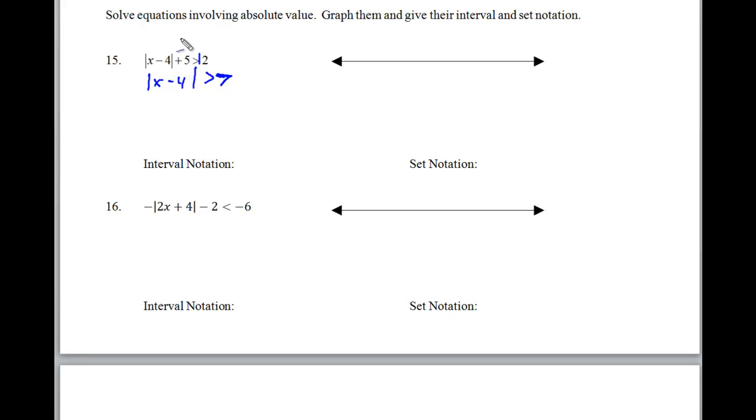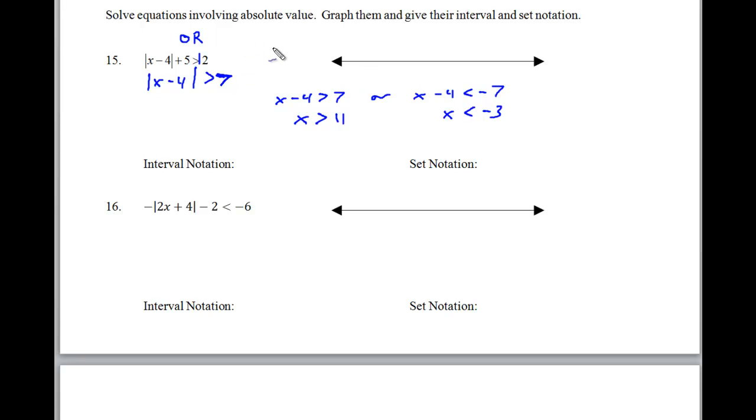Now that I've written it that way, I'm going to write this as two separate equations, and since it's greater than, this is an OR equation. So I'm going to have x minus 4 is greater than 7, or x minus 4 is less than -7. When I change the answer on the right hand side, I have to flip the symbol. So if I add 4 to both sides, I get x is greater than 11. If I add 4 to both sides here, I get x is less than -3. -7 plus 4 is -3, and 7 plus 4 is 11.